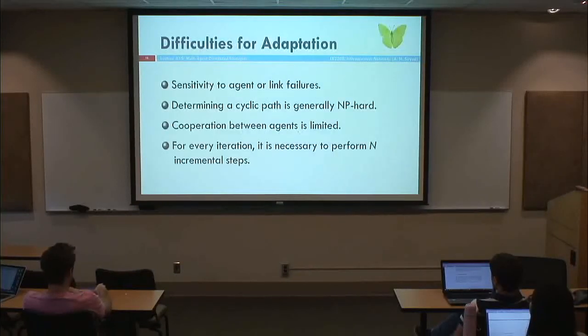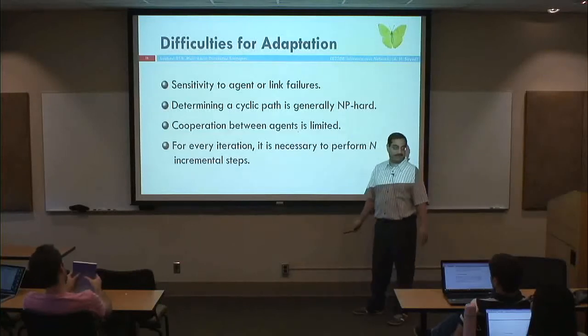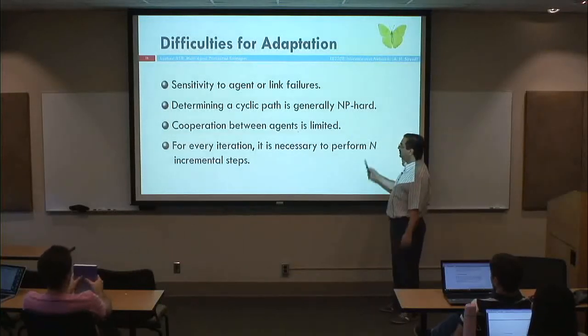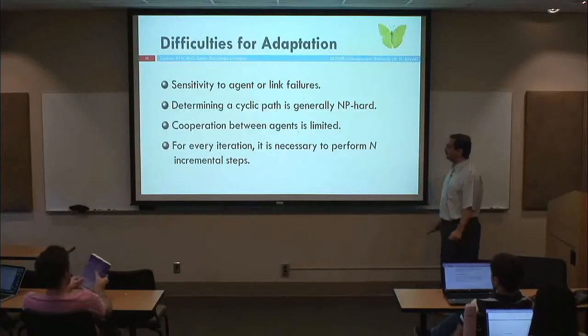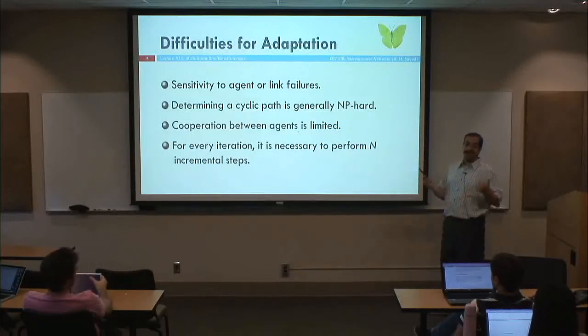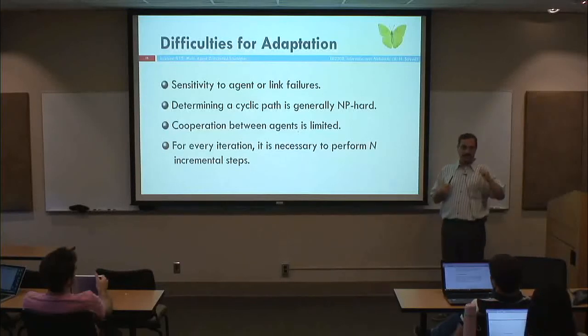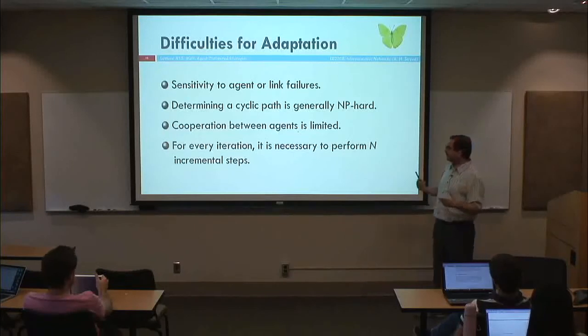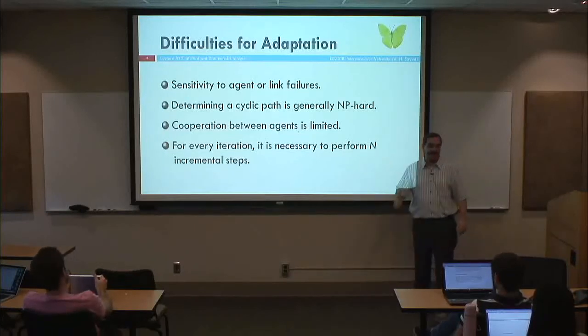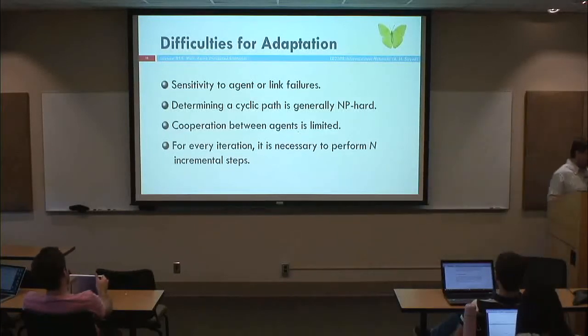And the problems I already explained to you: if a link fails, then you cannot run incremental anymore. Determining a cycle is not an easy problem. Cooperation between agents is limited. Why? Because I'm an agent, and the only information I'm seeing is just what comes from the agent before me. Okay, it is limited, and I need to perform n iterations before I can repeat, okay?